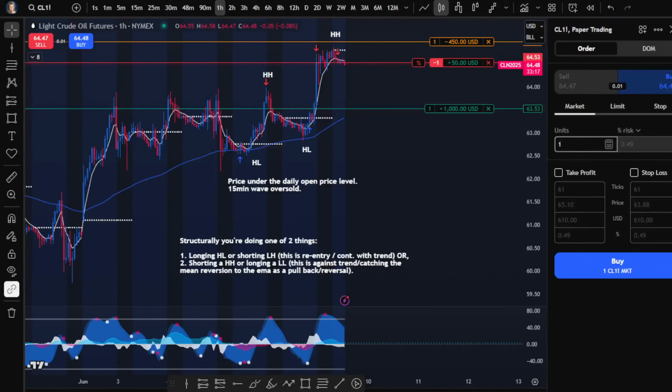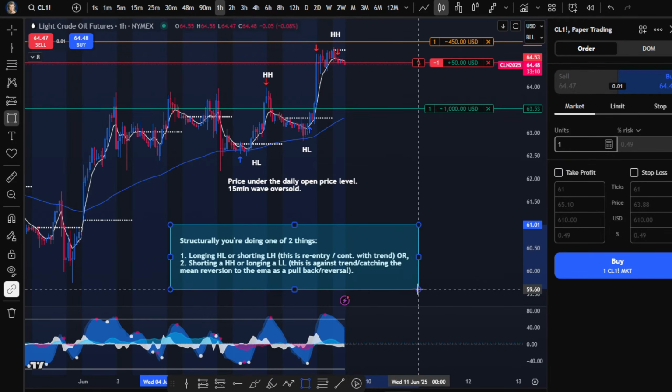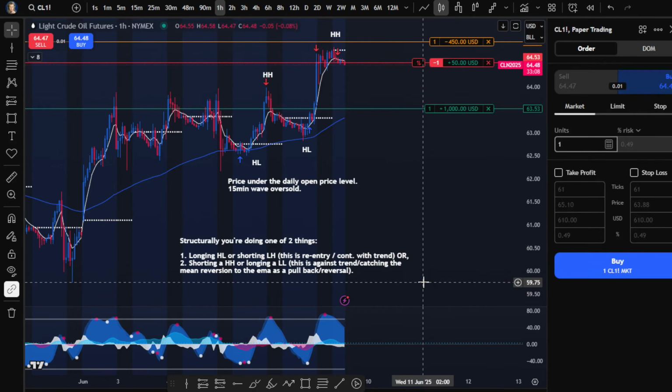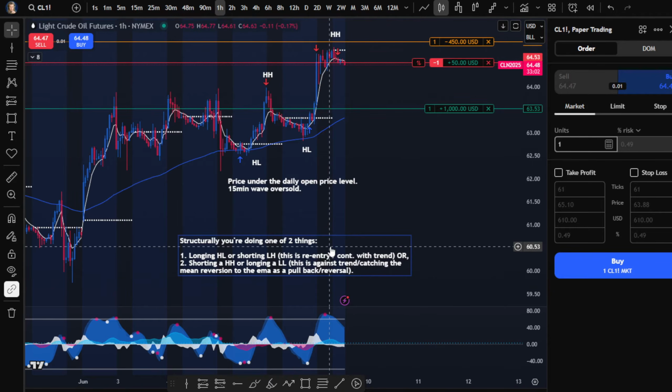Okay, I'm just going to be recapping some of my trades from last week to show you that the strategy works on different assets. So initially, we're just going to focus on this box over here. This is what I was telling one of the members of our Discord, the TPM Discord, is that structurally you're doing one of two things.